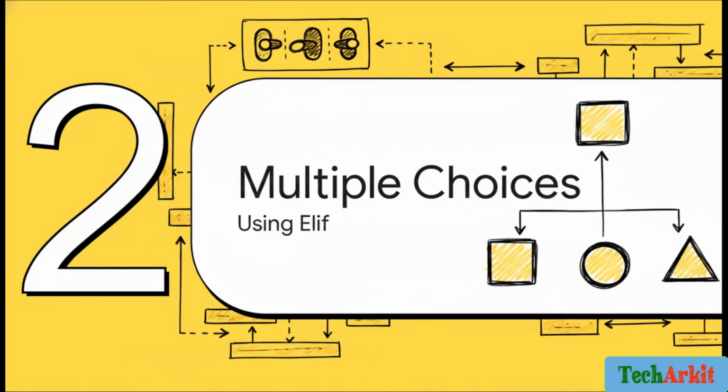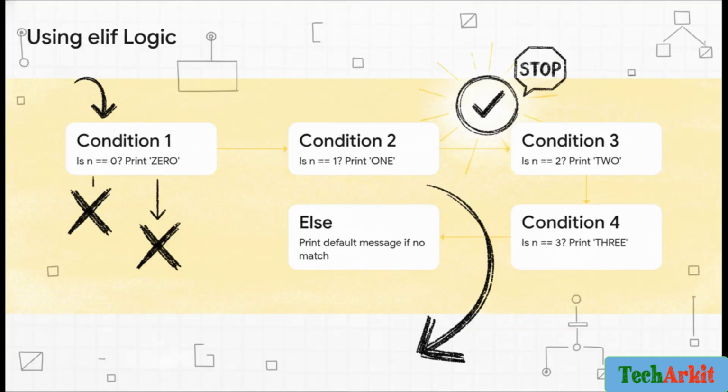Okay, moving on to part 2, multiple choices using elif. So, in real life, we usually have way more than just 2 paths to choose from, right? We handle this in code using a really clever little word called elif, which is just short for else if. Imagine we're trying to convert a number into a word. Python is going to check from top to bottom. Is it 0? No. Is it 1? No. Is it 2? Yes.